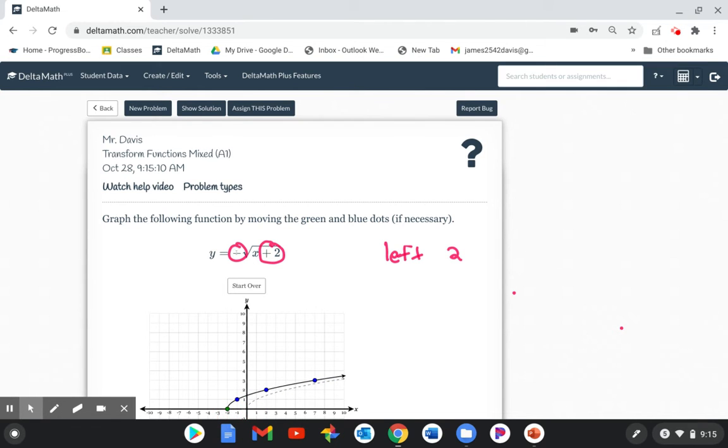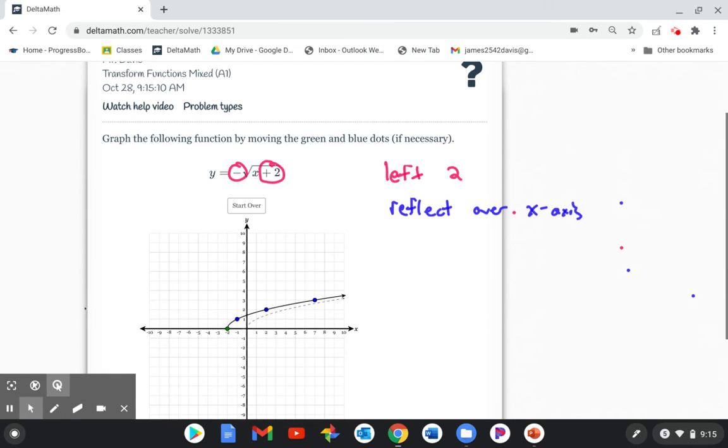We then are going to reflect it over the x again. You can see that reflecting over the x-axis is a lot more common than reflecting over the y-axis. So then we're just going to take this one and reflect it down to here. And we should be good to go.